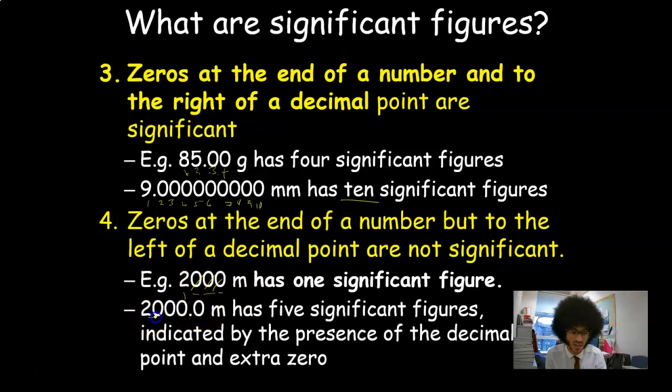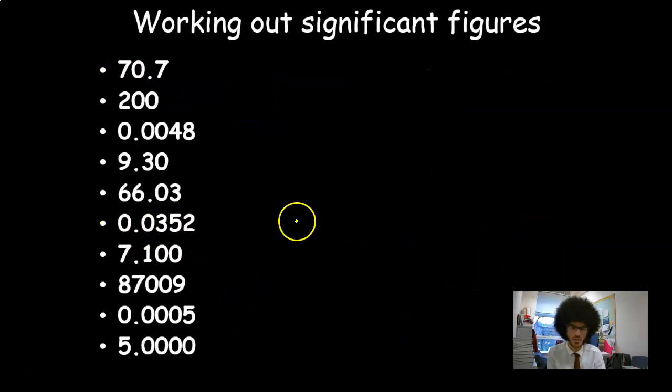However, if I had 2000.0, because I have the decimal point followed by a 0, that decimal point changes everything. So now this would have 1, 2, 3, 4, 5 significant figures. So decimal points are really important when you're dealing with significant figures. Okay, so let's go through some examples.